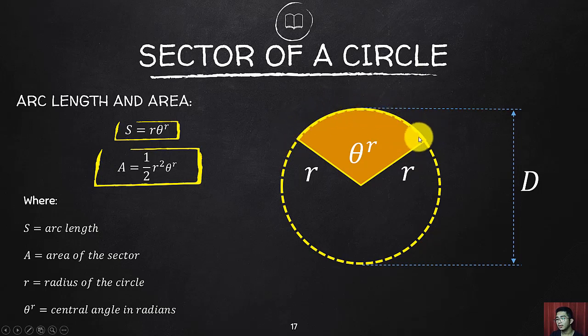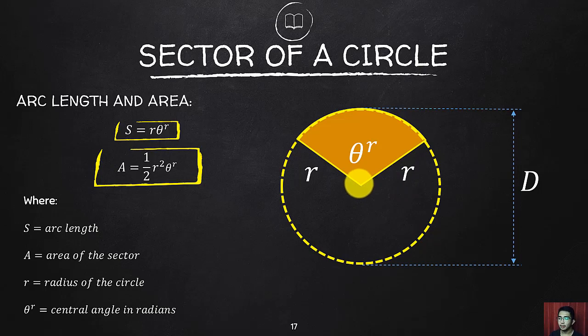This is a length only, equal to r theta radians. What is r? The radius, of course, of your circle. What is theta r? That is the central angle that was used to sweep this arc, but that central angle must be in radians. Now, what do you mean by a central angle? This angle must have a vertex on the center of the circle. That's why it's called a central angle.